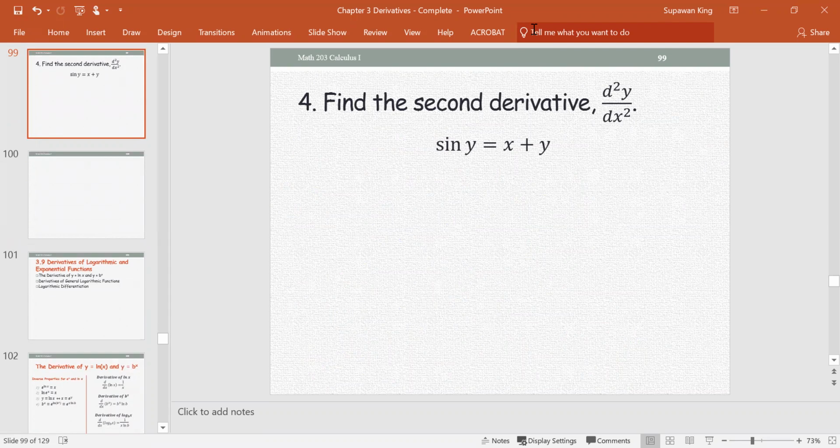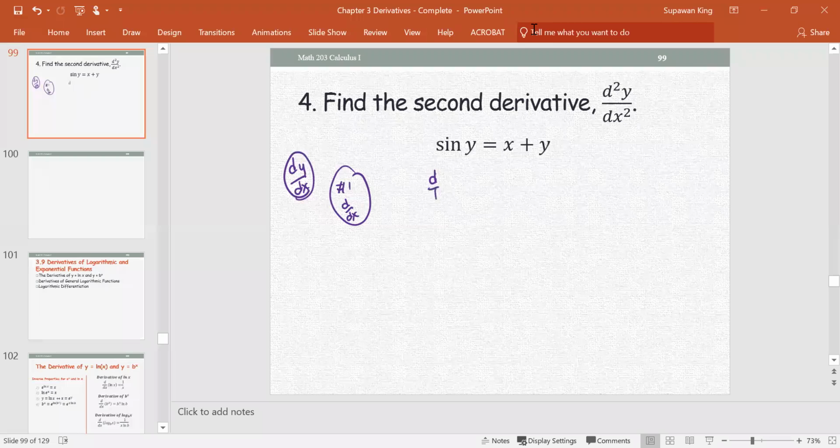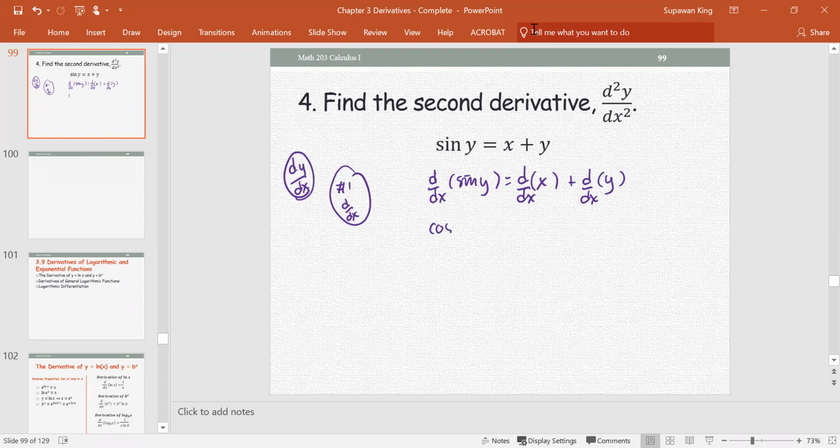Example 4: find the second derivative, or y double prime, where sin y equals x plus y. First, we're going to find the first derivative dy/dx. This is an implicit equation. Step number 1, find the derivative with respect to x of our terms. So d/dx of sin y equals d/dx of x plus d/dx of y. The derivative of sin y is cos y multiplied by dy/dx. The derivative of x with respect to x is 1. The derivative of y with respect to x is 1 times dy/dx.